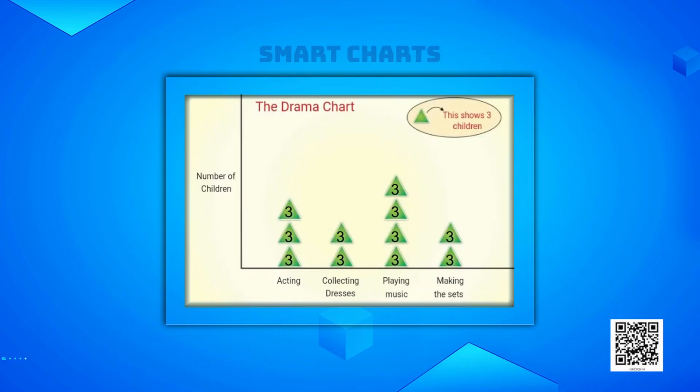Similarly, can you find the number of students who took part in collecting dresses, playing music and making the sets? It is given that each triangle represents 3 children. Therefore, for acting there are 3 times 3 is equal to 9 children. For collecting dresses there are 2 triangles, therefore 2 times 3 is equal to 6 children. For playing music there are 4 triangles, therefore 4 times 3 is equal to 12 children. For making sets there were 2 triangles and therefore 2 times 3 is equal to 6 children.